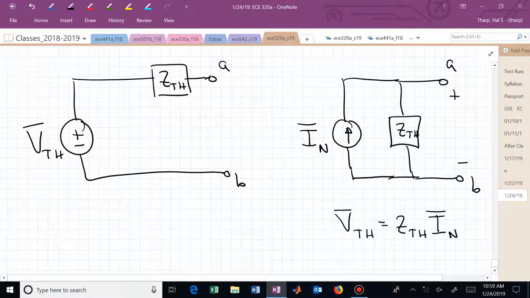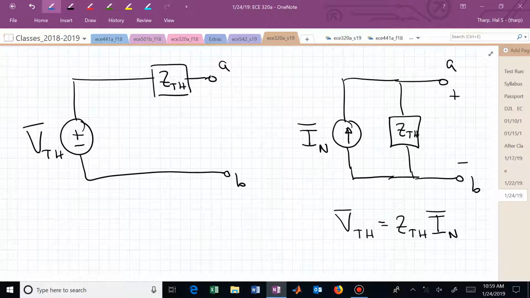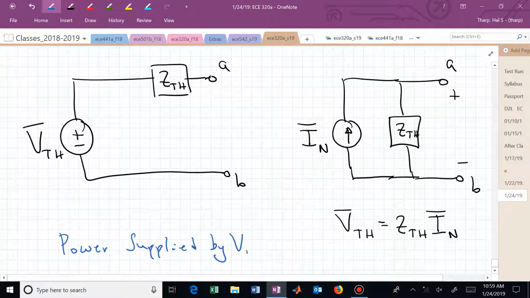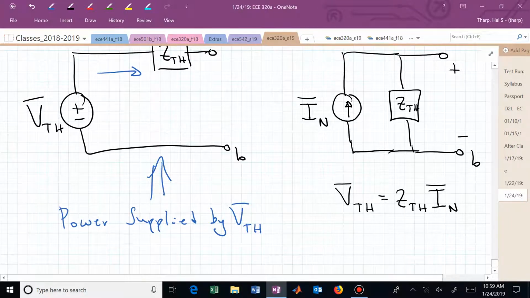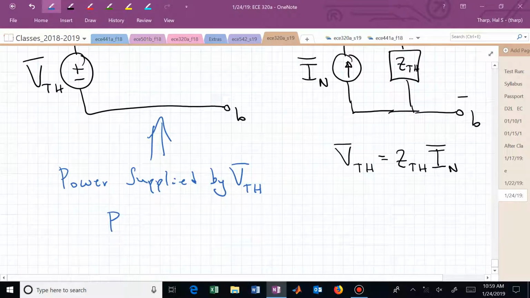But what I'm cautioning you to be aware of is the fact that you can't be replacing circuit elements with its Thevenin equivalent and hope to achieve the same power supplied by a particular source. Meaning, what's the power supplied by V Thevenin here? What's the current flowing through that voltage source? There is none because it's open circuited. So here the power of the source is 0.